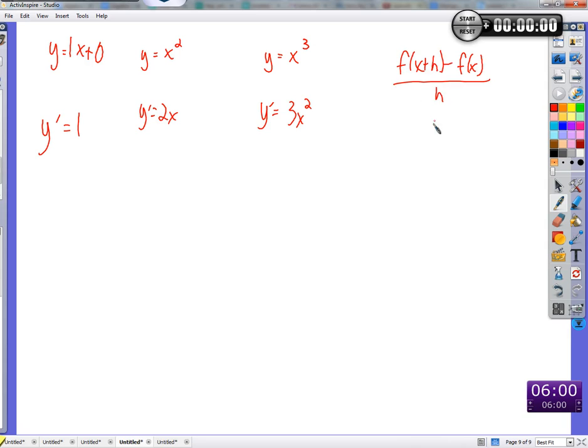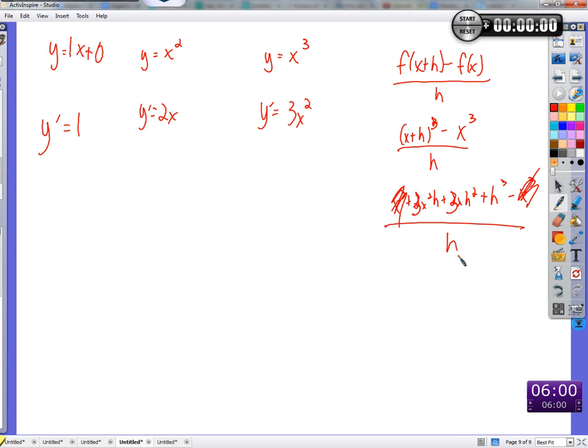Okay, h. Plus h cubed minus x cubed over h. This would be x cubed plus 3x squared h plus 3xh squared plus h cubed minus x cubed. You forgot the 3, it's 3x squared, because there's that 3. Then we can cancel this h with this h and the other h's, so we'll get 3x squared plus 3xh plus h squared. When we let h go to 0, we're just left with 3x squared.